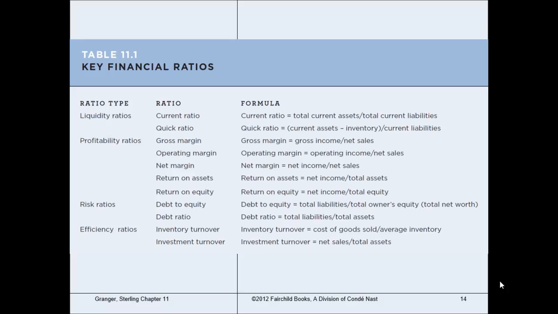So for liquidity ratios, we have the current ratio, and it measures whether there's enough cash available to pay your bills. And a rule of thumb is you want a 2-to-1 ratio. So you have $2 in assets to pay for every $1 in short-term obligations or debt. And the formula for current ratio is your total current assets divided by your total current liabilities.